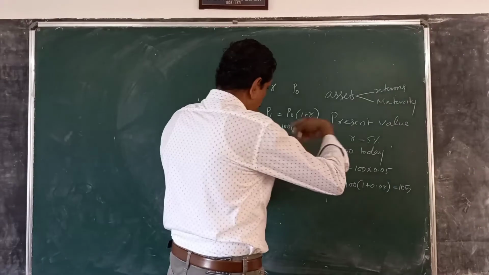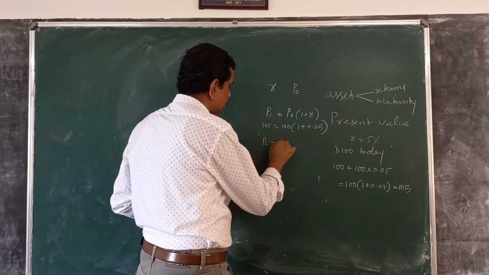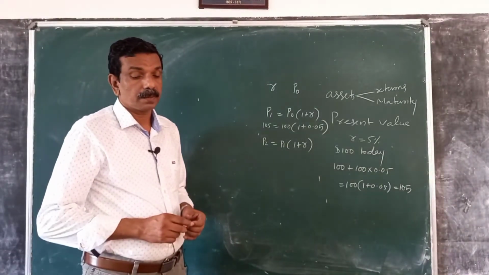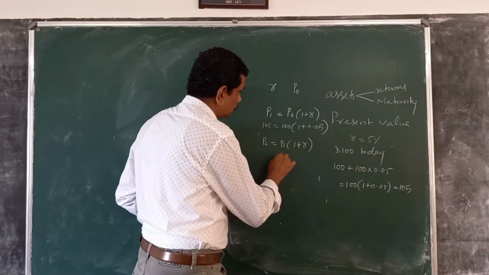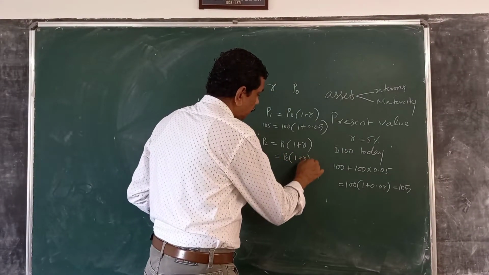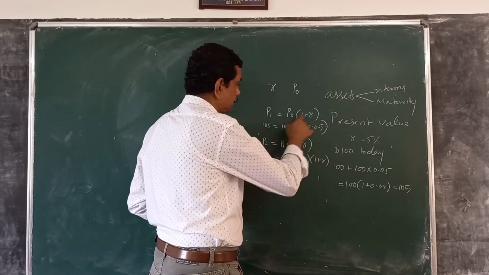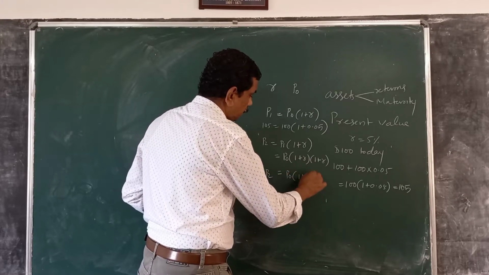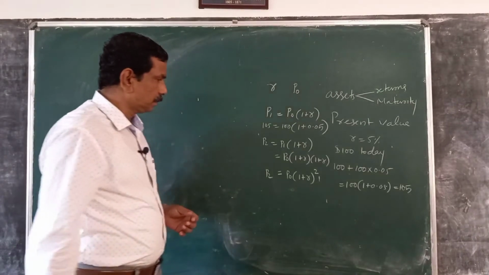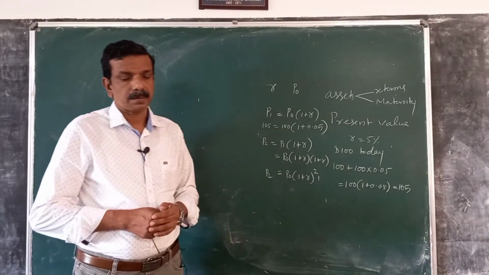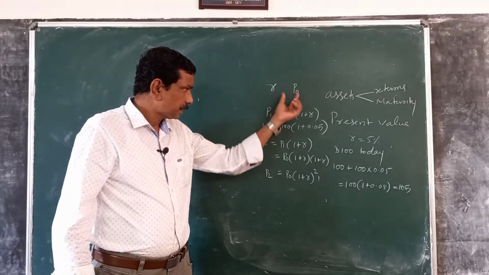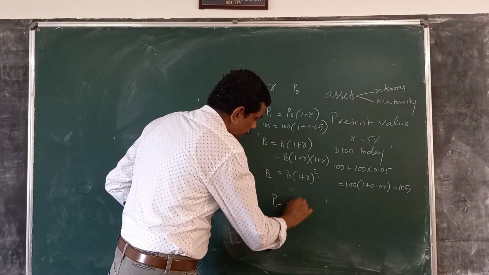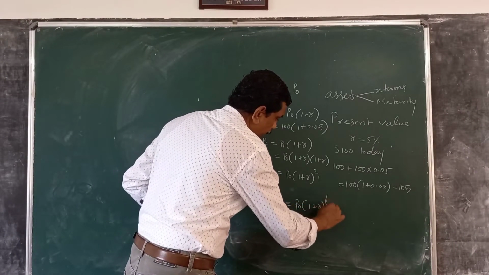Then, if P1 is again lent, P2 is equal to P1 into 1 plus R, or is equal to P0 into 1 plus R into 1 plus R. Since P1 is P0 into 1 plus R, P2 is equal to P0 into 1 plus R square. If an amount P0 is lent for T years, after T years, Pt is equal to P0 into 1 plus R raised to T.